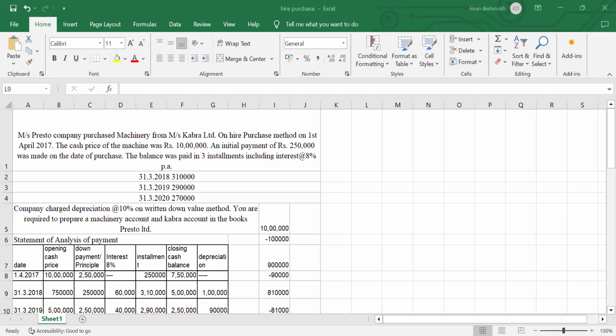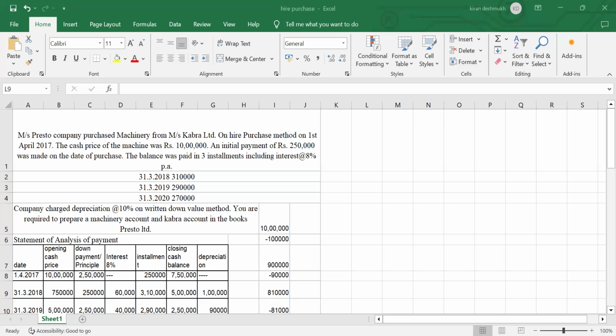As per the question, information given, Messrs. Presto Company purchased a machinery from Messrs. Cabra Limited on a hire purchase method on 1st April 2017. The cash price of machine was 10 lakhs. An initial payment of 2,50,000 was made on the date of purchase. Balance was paid in 3 installments, including interest at the rate of 8% per annum.